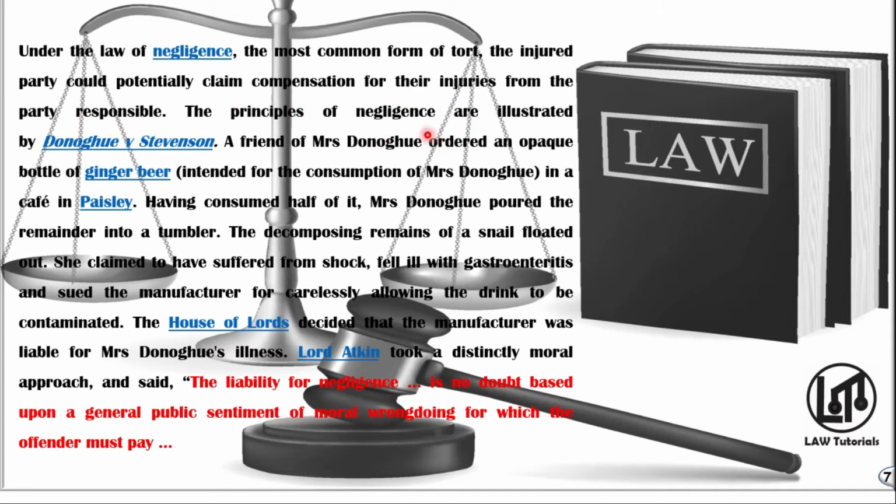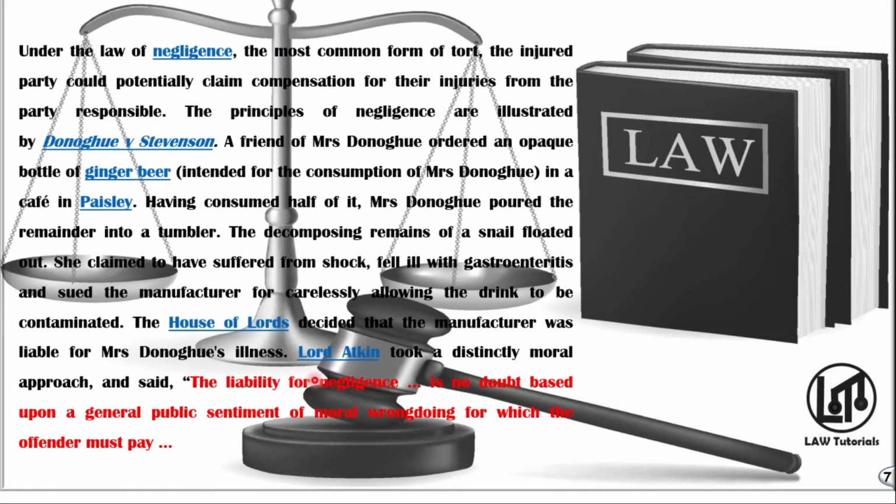The principles of negligence are illustrated by Donoghue versus Stevenson. A friend of Mrs. Donoghue ordered an opaque bottle of ginger beer intended for the consumption of Mrs. Donoghue in a cafe in Paisley. Having consumed half of it, Mrs. Donoghue poured the remainder into a tumbler. The decomposing remains of a snail floated out. She claimed to have suffered from shock, fell ill with gastroenteritis, and sued the manufacturer for carelessly allowing the drink to be contaminated. The House of Lords decided that the manufacturer was liable for Mrs. Donoghue's illness.